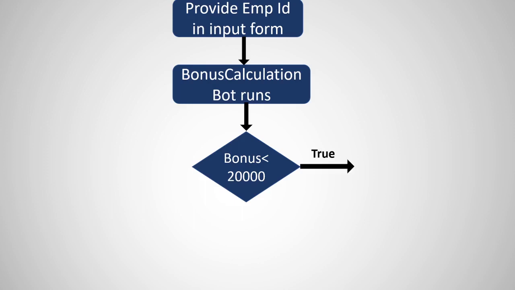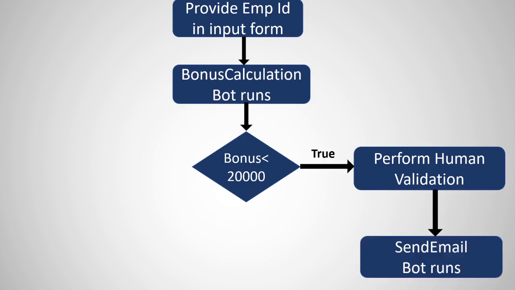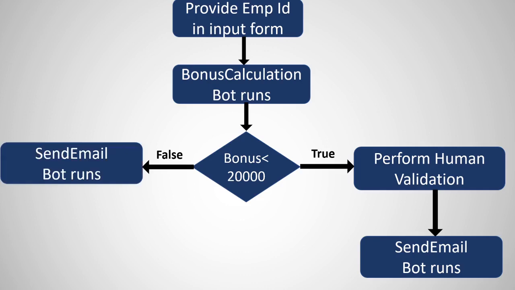Now, if this condition is true, a human validation will be performed to check whether the calculated bonus is correct or not. And if this is correct, then send email bot runs to send email notification with the bonus details to an employee. But if this condition is false, that means if bonus is greater than 20,000, then this send email bot runs directly. No human validation need to be performed. So let's quickly build this workflow in Automation Anywhere with the help of ARI to understand this better.